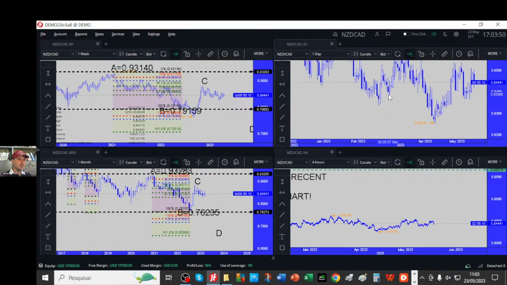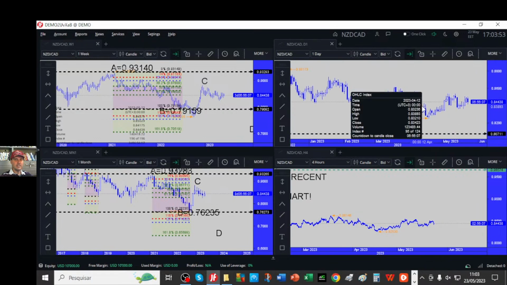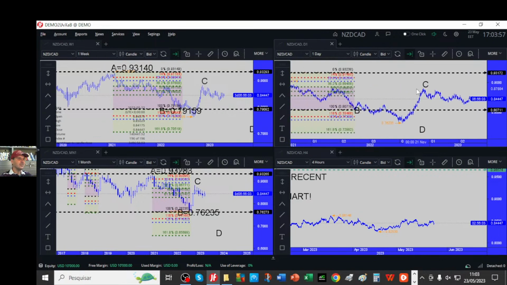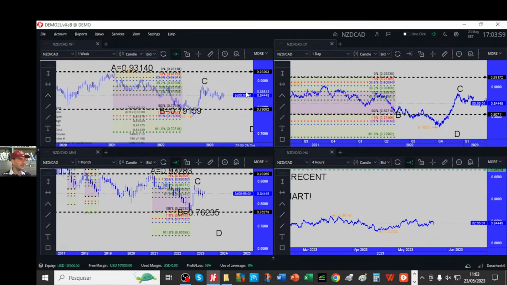I have two dogs, everybody. They are called Fibo and Ichi. Fibo as per Fibonacci, Ichi as per Ichimoku, and they're always fighting.